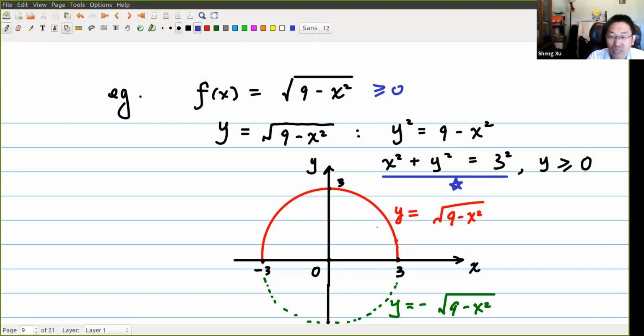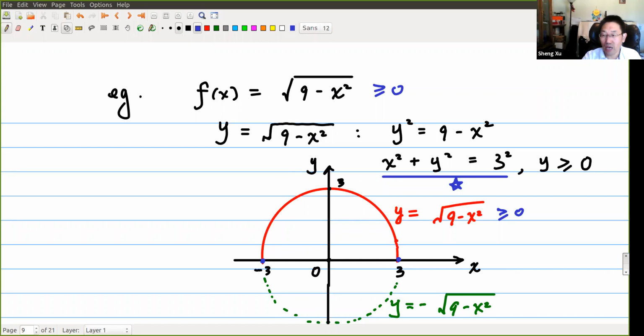If it's a whole circle, I think you know that does not pass the vertical line test. In this case, it's just the upper portion of the circle, because y should be greater than or equal to zero. So you only look at this upper portion of the circle. That's the graph of this function, the red curve, including negative 3 and positive 3, where f is zero. So that's the graph of this function, okay?